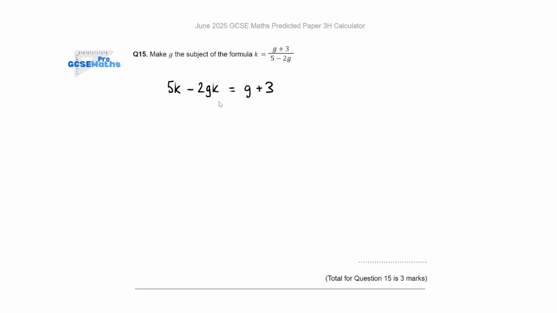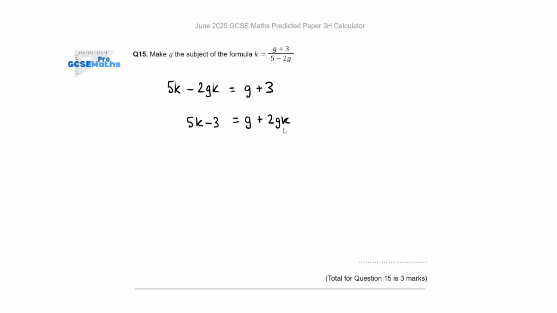You then want to get all of the terms that have that letter on the same side, so the 2gk and the g, and then anything else on the other side. So I'm going to add 2gk, and at the same time I'm going to subtract the 3 because that's not related to the g at all. I've just moved it to the right just because that would make them both positive. You can technically move them both to the left if you want. I just prefer personally to avoid any negatives where I can.